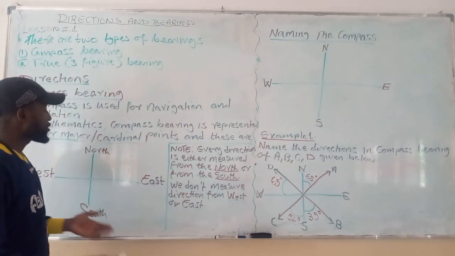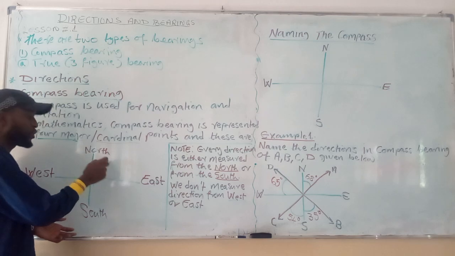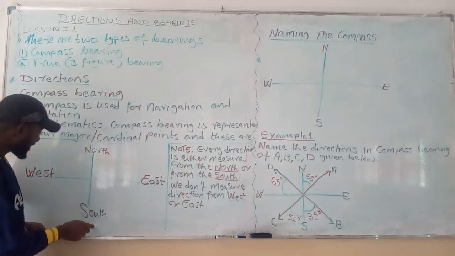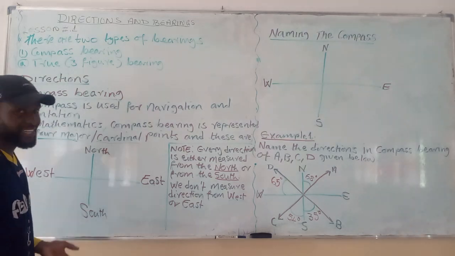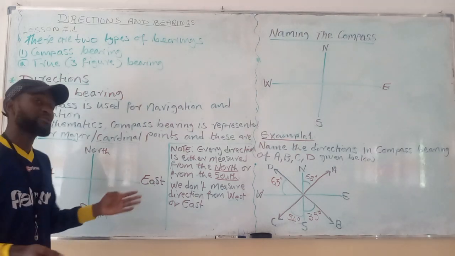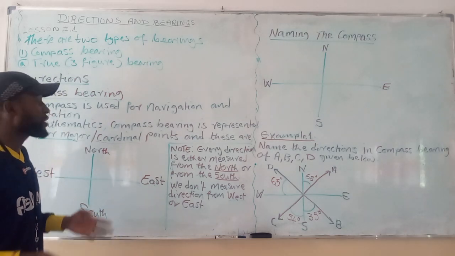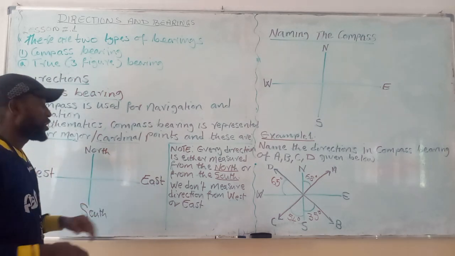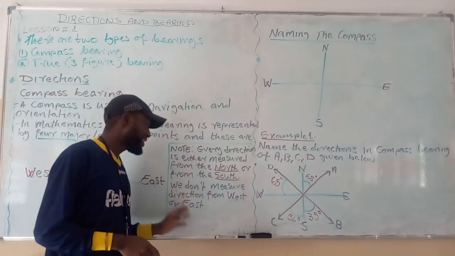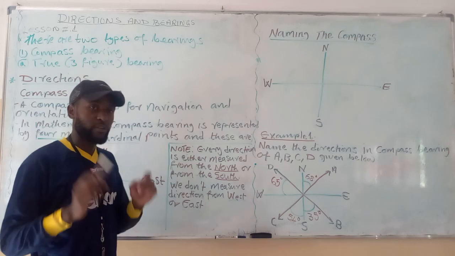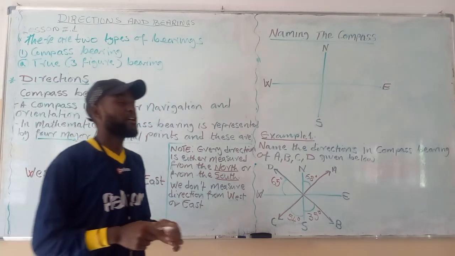So the directions that you have are only going to be north-east or north-west, or south-east or south-west. That is how you measure direction. Or it can be south-southeast or south-east. That is how you measure the direction. You can never measure east to south. So we don't measure direction from west or east. Keep that as a reminder all the time.